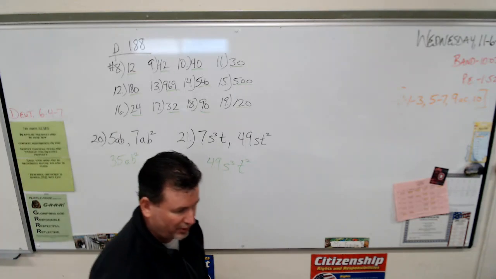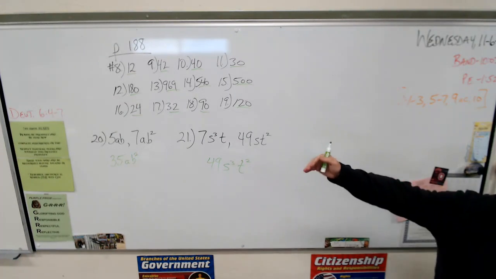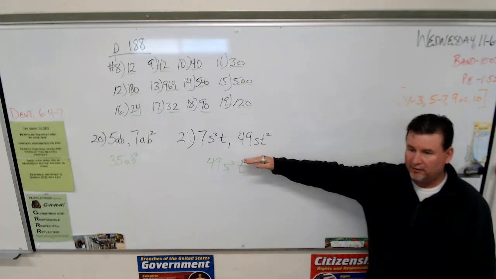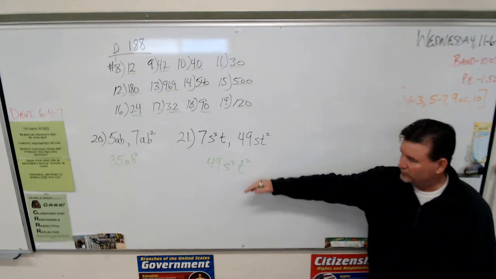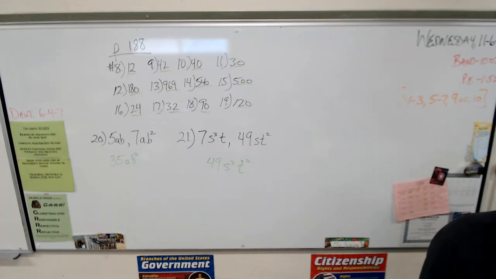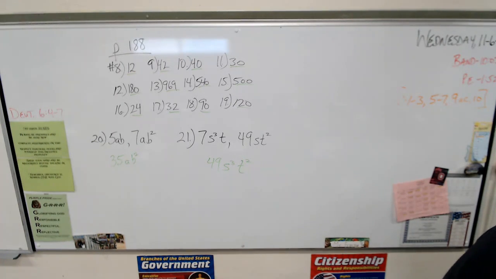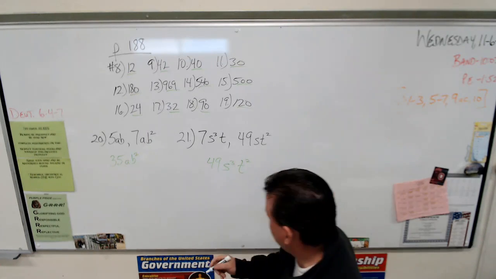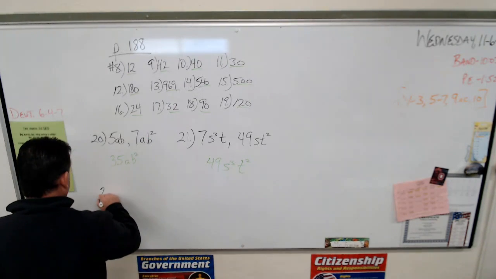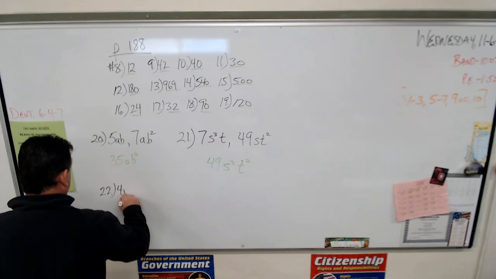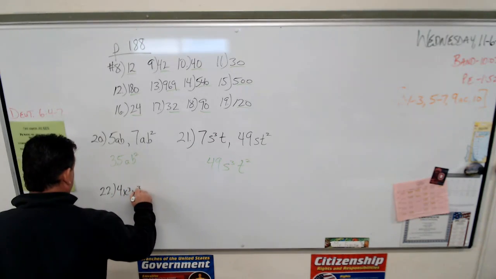Are you done with 22? No. If you did 21 ahead of me, did you get it right? Yeah. No. Yes. Number 22. 4x cubed y cubed. How? Actually, give it to Micah.